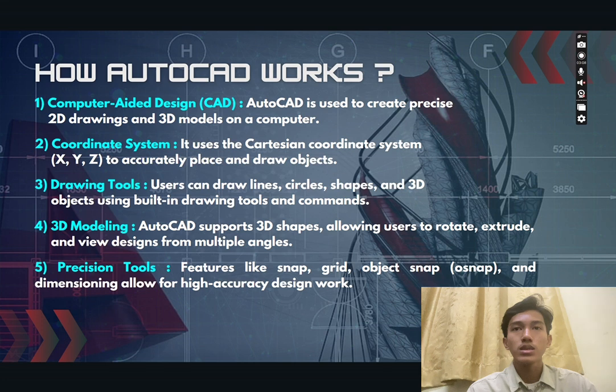So number 4, 3D modeling. AutoCAD supports 3D shapes, allowing users to rotate, extrude, and view designs from multiple angles. So lastly, precision tools. Features like snap, grip, object snap, and dimensioning allow for high accuracy design work.